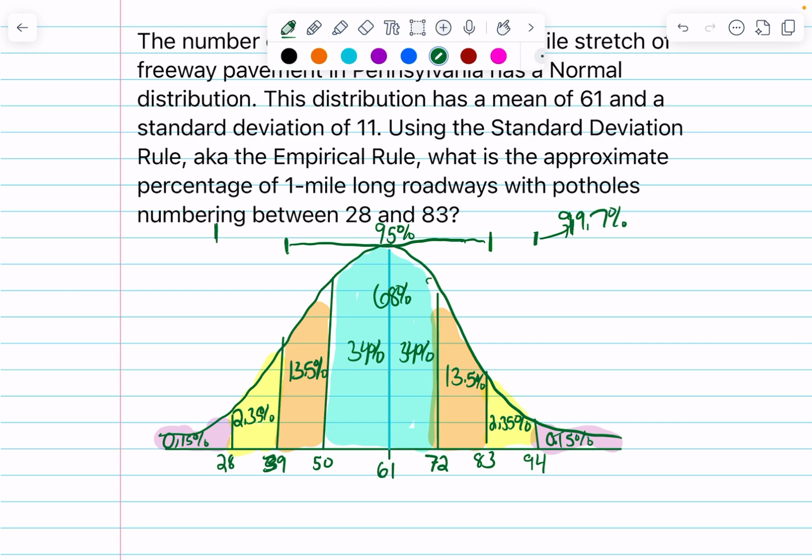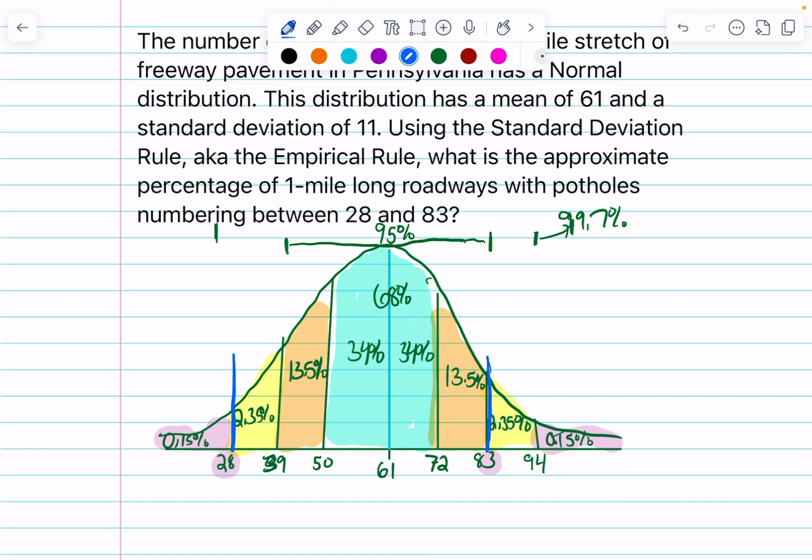So the question is, what is the approximate percentage of 1 mile roadways with potholes numbering between 28 and 83? So 28 is right here, and 83. So that is, I'm going to get another color. We want to know the percent from this blue line to this blue line.